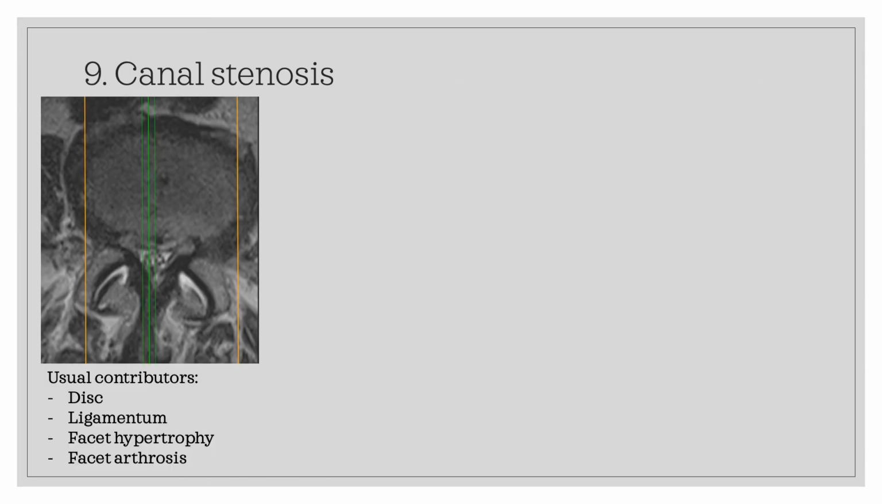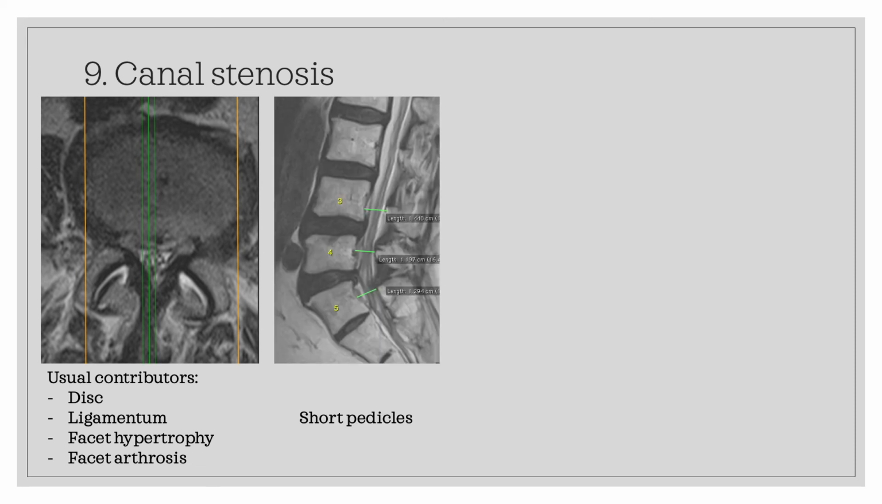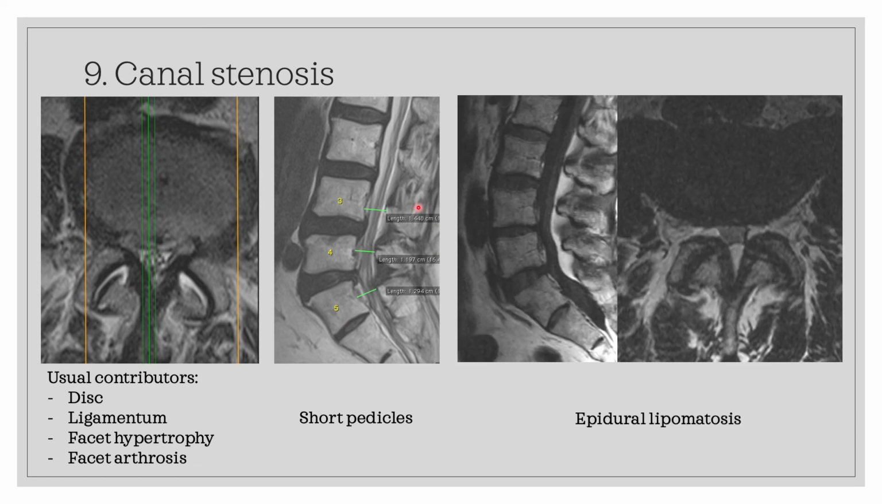Moving on from the facets to canal stenosis, I think we're aware of the usual contributors of disc, ligamentum, facet hypertrophy, and facet arthrosis. But I'd like to take a moment to remind you to look for short pedicles on the sagittal images, which could lead to developmental canal narrowing. And then also to look carefully in some cases where you can see canal narrowing on account of a lot of prominence of the epidural fat. And this is epidural lipomatosis, which is another thing that you should look out for.